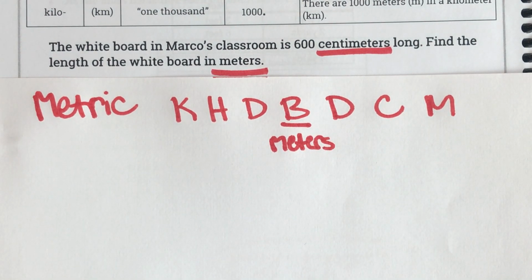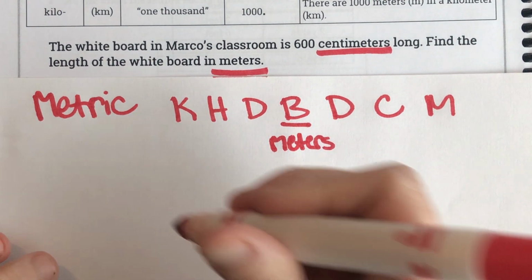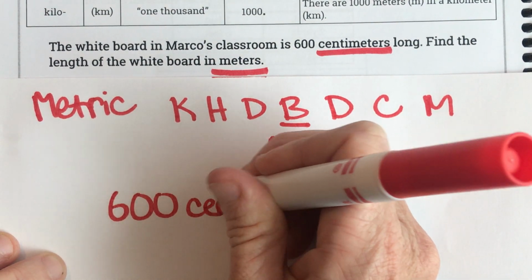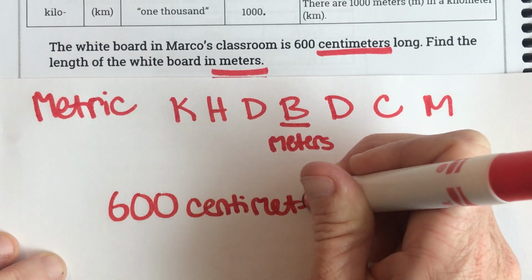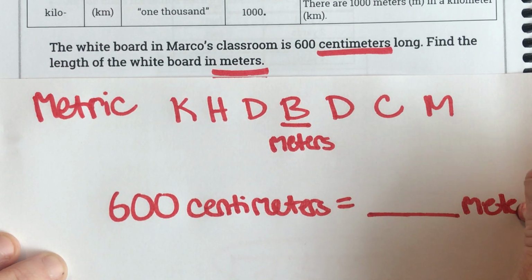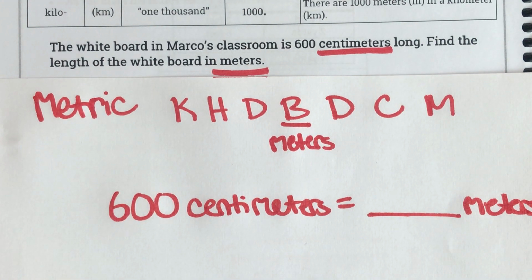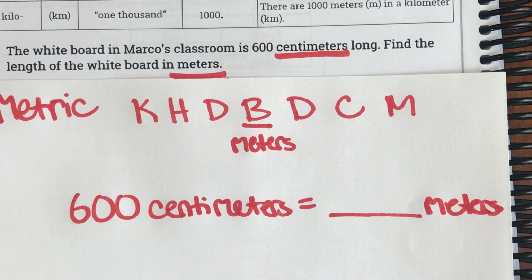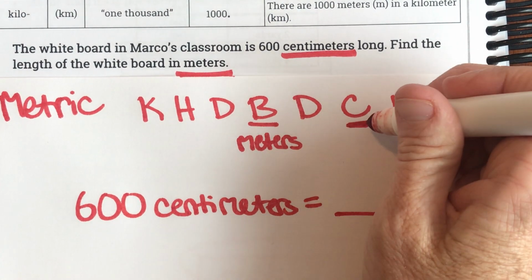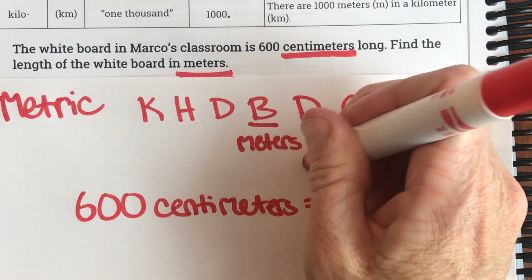Okay, what do they want here? Let's read our question again. The whiteboard in Marco's classroom is 600 centimeters. Find the length of the whiteboard in meters. So they want to know 600 centimeters equals how many meters. So they want to go from centimeters to meters. So this is where they're starting, and they want to go to meters.